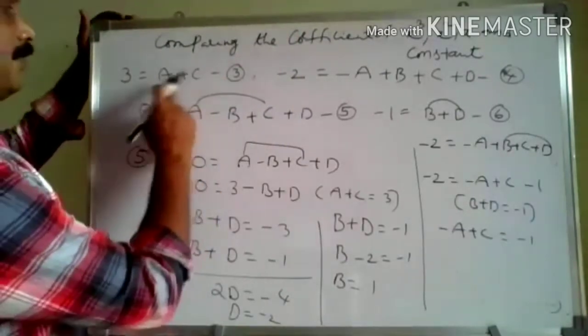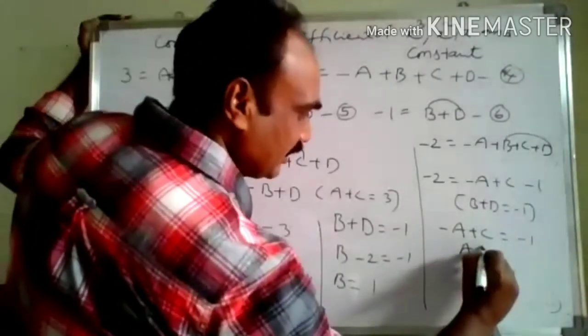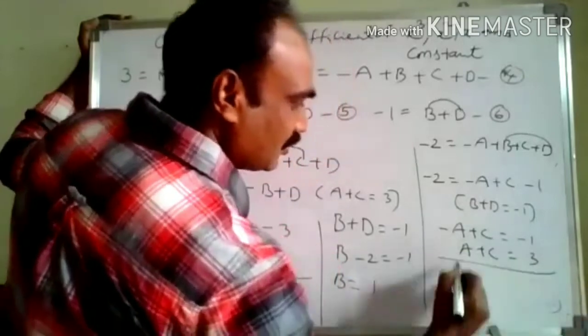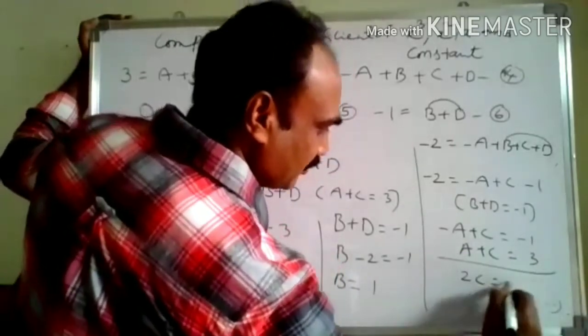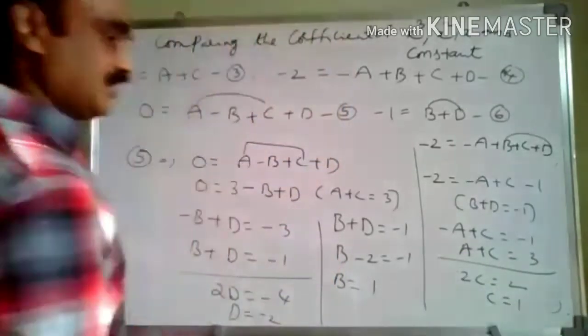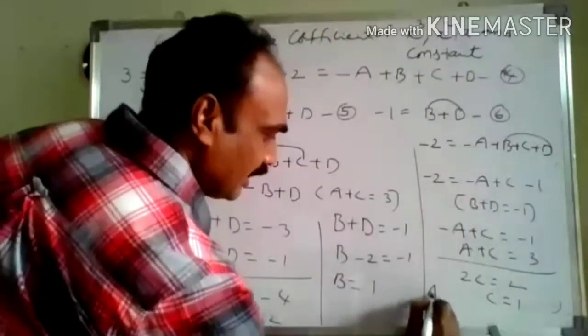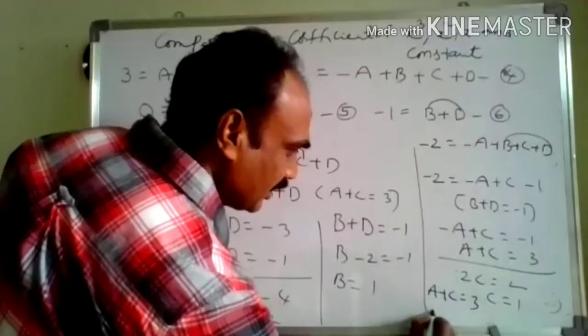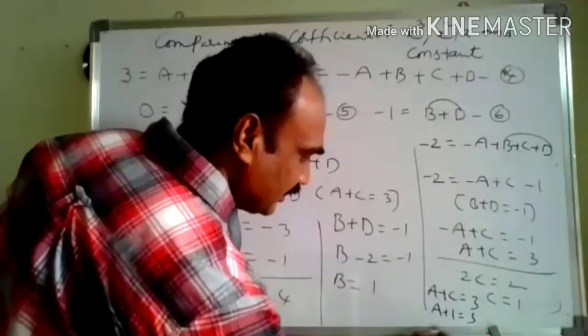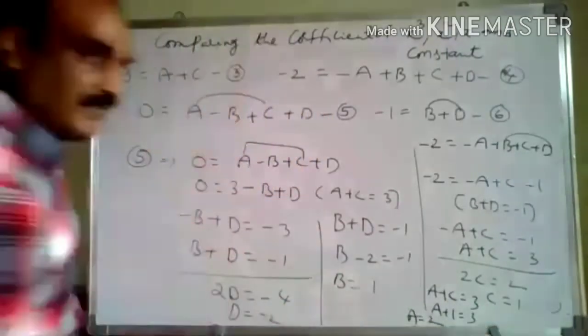But A plus C is equal to 3. So solving these two, 2C is equal to 2, C is equal to 1. Then A plus C is equal to 3, so A is equal to 2.